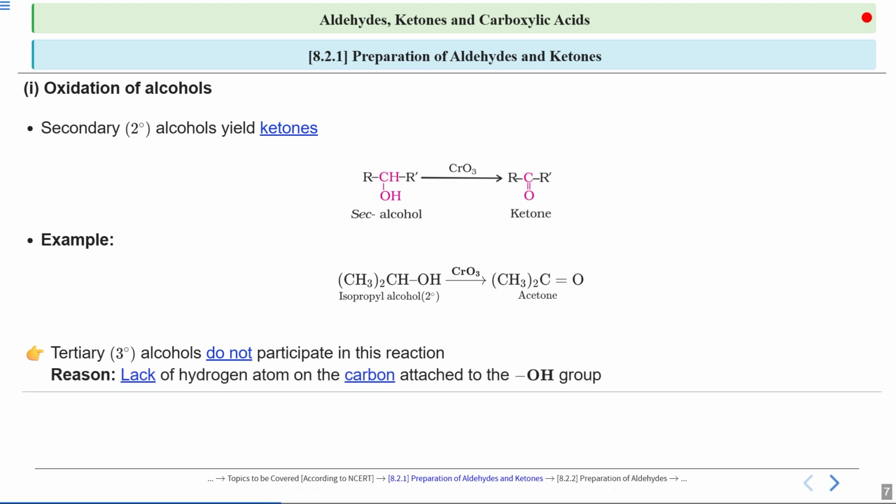because there is a lack of hydrogen atom on the carbon which is attached to the OH group. If there is a tertiary alcohol, the carbon is further connected to three other carbon atoms. So it lacks a hydrogen on the carbon which is attached to the OH group. This absence prevents the necessary structural change for oxidation to occur. So that is why a tertiary alcohol, because of lack of hydrogen atom, does not participate in this reaction.